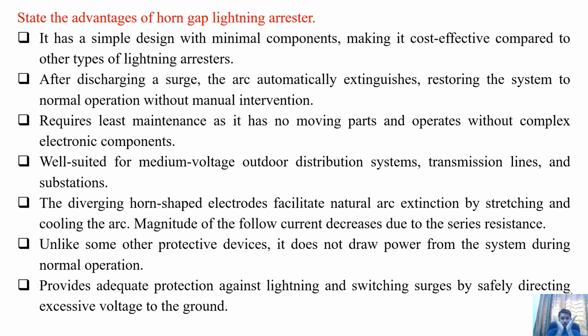The diverging horn-shaped electrodes facilitate natural arc extension by stretching and cooling the arc. Magnitude of the follow current decreases due to the series resistance. Unlike some other protective devices, it does not draw power from the system during its normal operating condition. It provides adequate protection against lightning and switching surges by safely directing the excessive voltage to the ground. So these are some advantages of horn gap lightning arrestor.